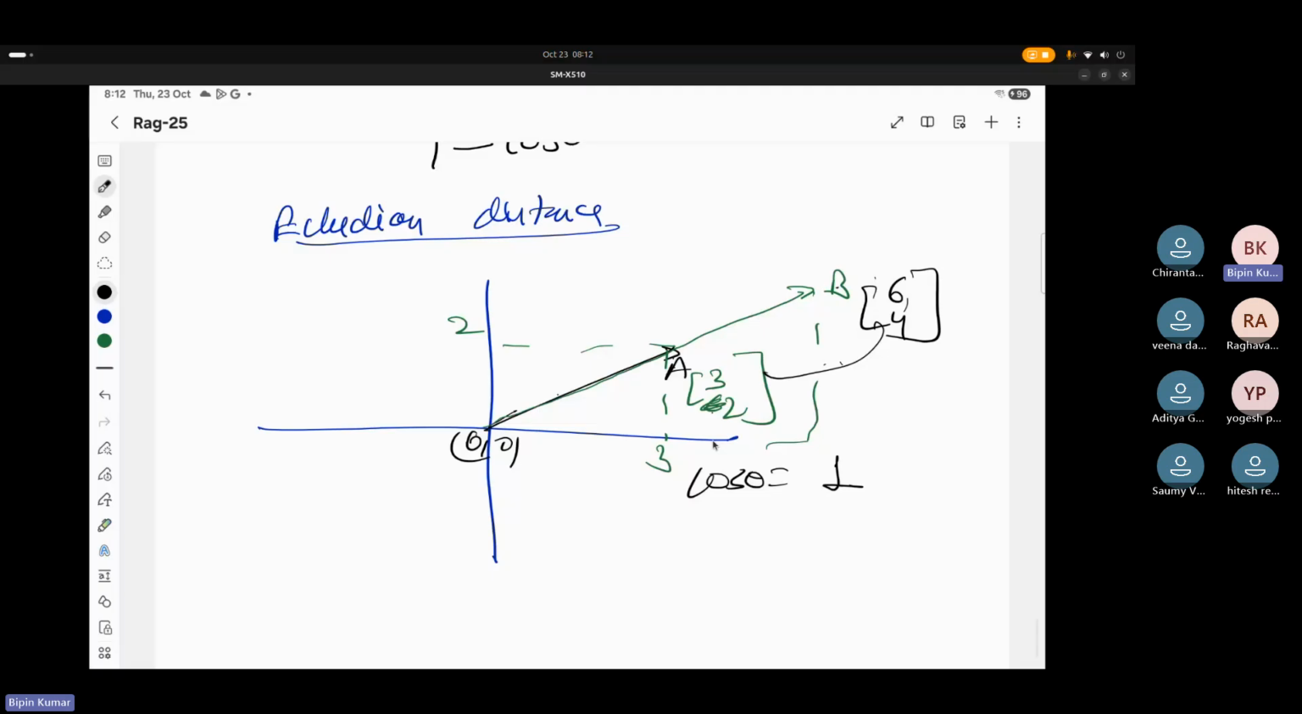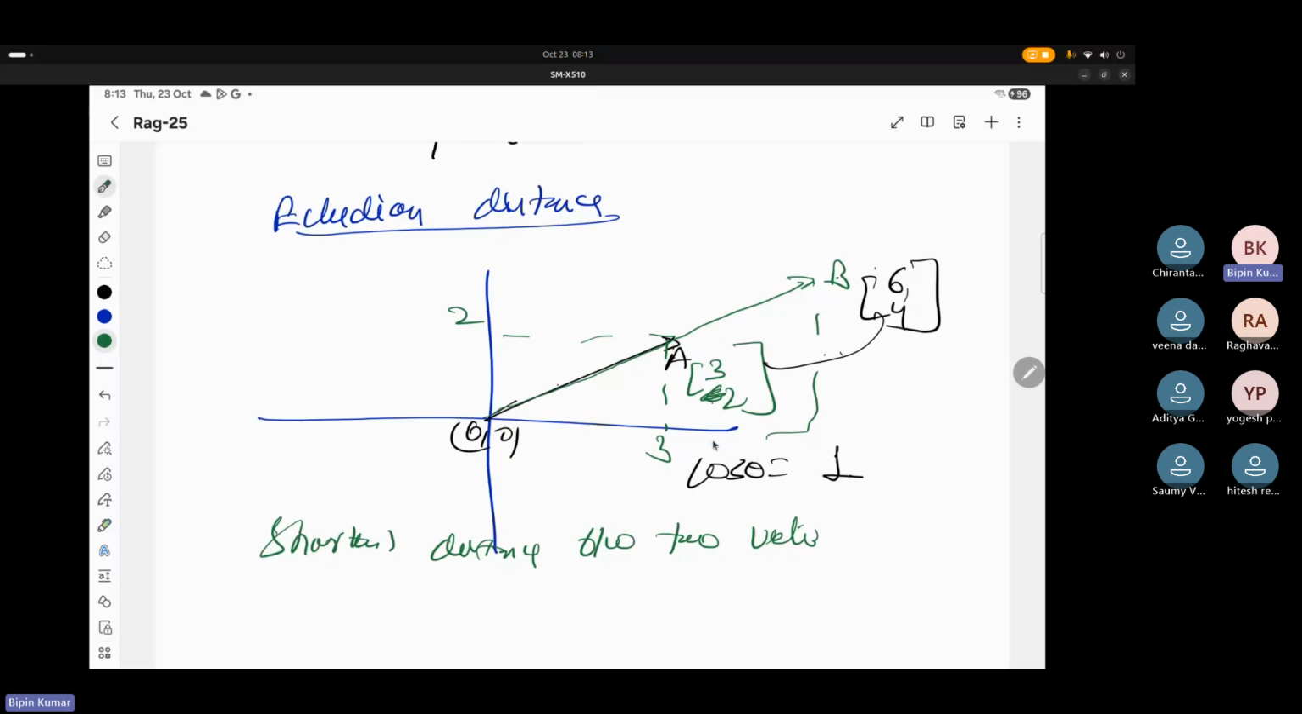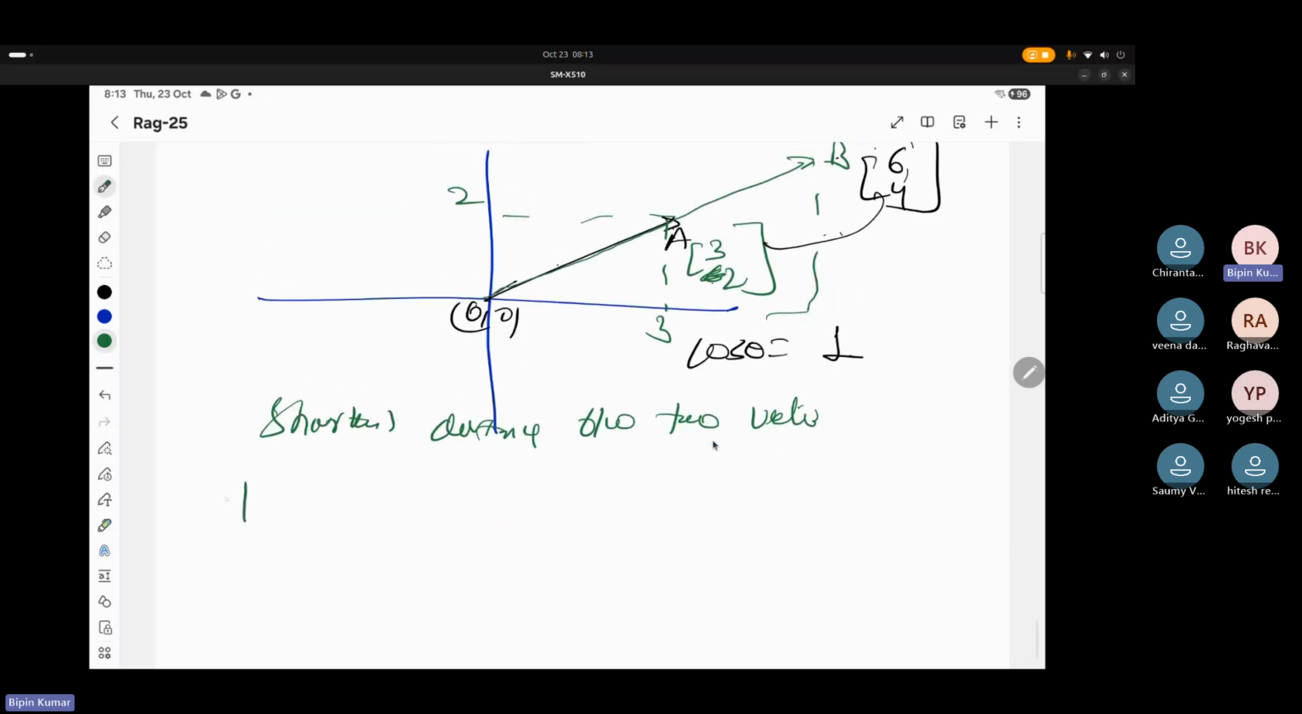Just to further find the distance, there is one metric called Euclidean distance. In Euclidean distance we find the shortest distance between two vectors. So Euclidean distance is the shortest distance between two vectors. Let's say I have to find the distance here. There is a formula to find the distance.